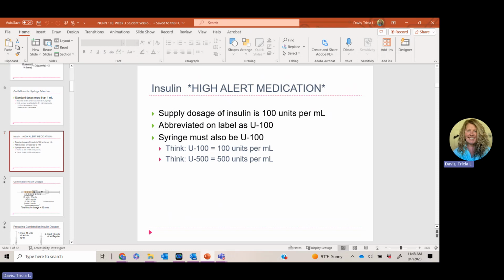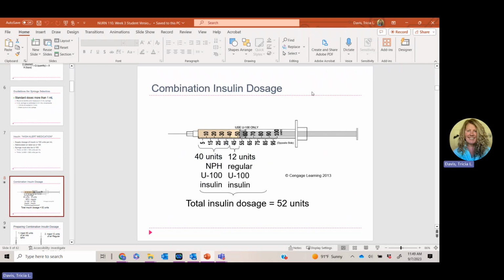Usually insulin comes supplied as mLs, and it's by units. So insulin is 100 units for every ml. Every 1 ml, you have 100 units of insulin. It's abbreviated on the label as U-100. We also have to make sure that we are using that orange syringe, which I showed you in class the other day, that is a U-100 syringe. So we should always think U-100 is 100 units for every ml, and then U-500 is going to be 500 units of insulin for every ml.